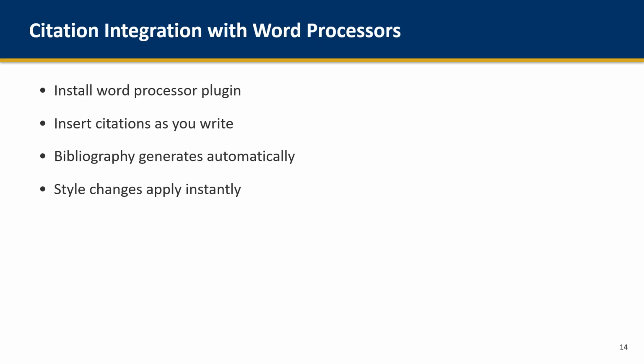Perhaps most valuable, citation style changes apply instantly. If you drafted a paper using APA format but the target journal requires Vancouver style, you simply select the new style and every citation and the entire bibliography reformats automatically. This feature alone saves hours when submitting to journals with different requirements.